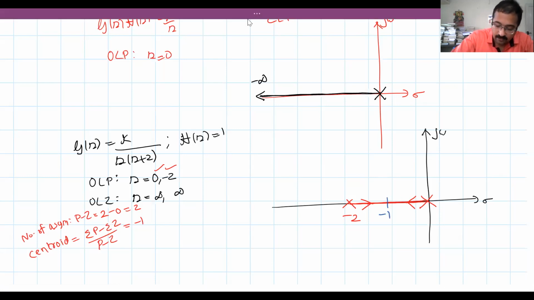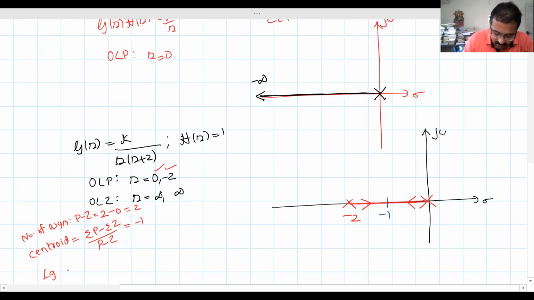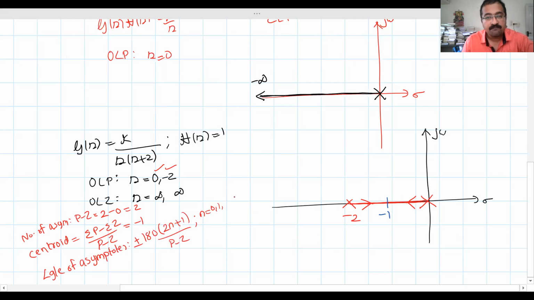What next? Now we have to calculate the angle of asymptotes. How to find the angle of asymptotes? Plus minus 180 into 2n plus 1 divided by P minus Z, where n can vary from 0, 1, 2, etc. So now you put n equal to 0, and P minus Z is 2. What will you get? The angle of asymptotes as plus 90 and minus 90. So at centroid -1, we have two asymptotes. One is at plus 90 and one is at minus 90.